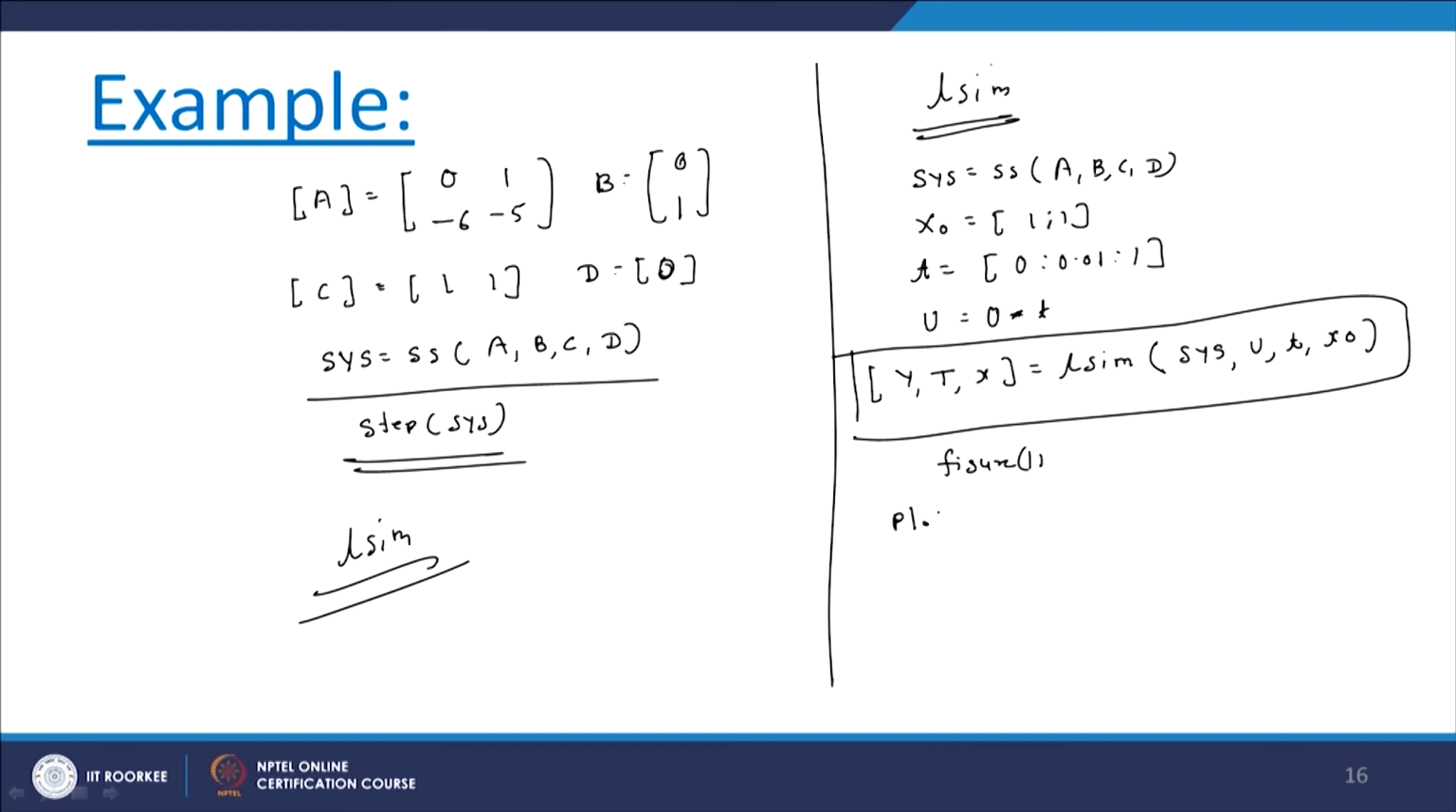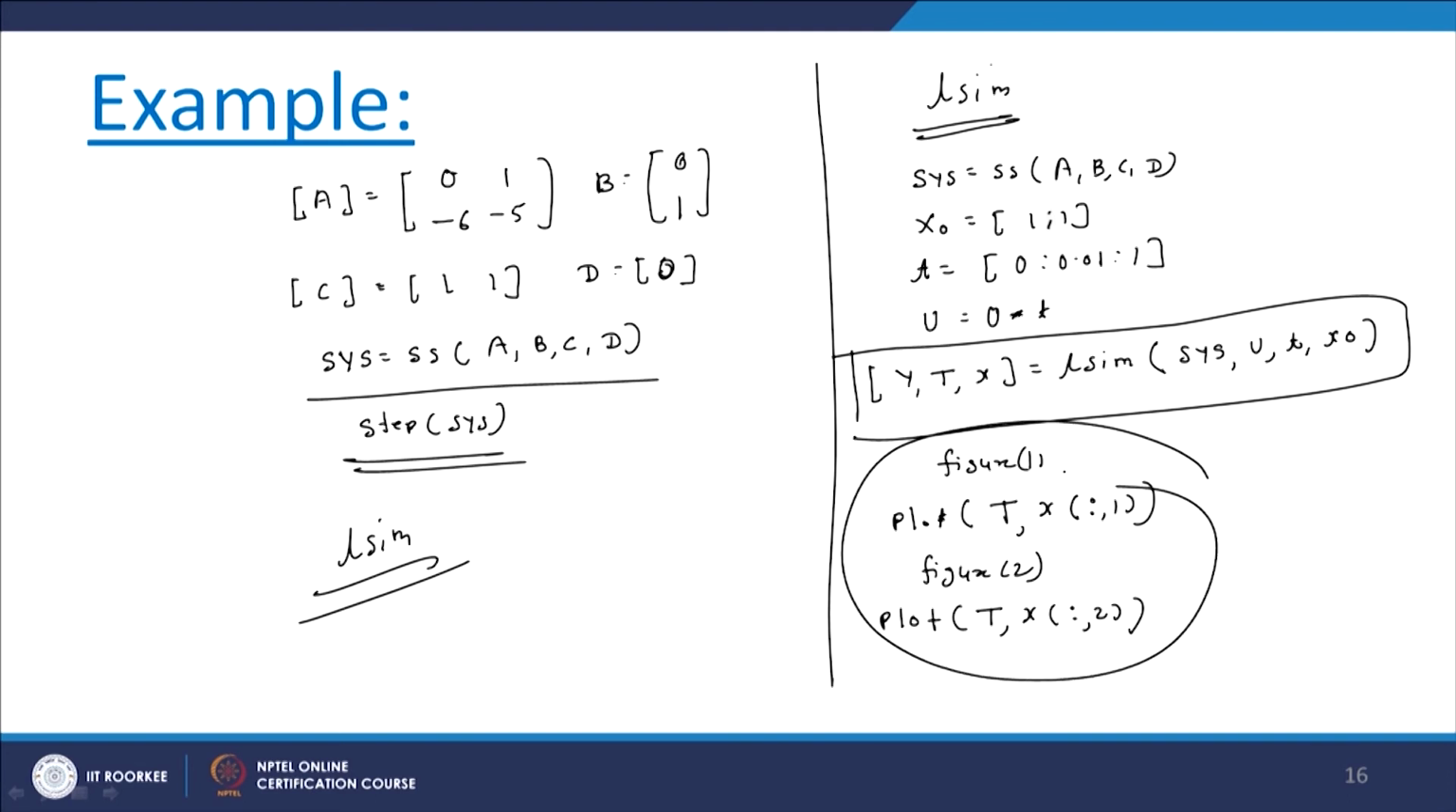plot t comma x 1, that gives the response for state 1. Similarly, we can write figure 2, and write the command plot t x 2. This gives you the response of the system because of the different states.